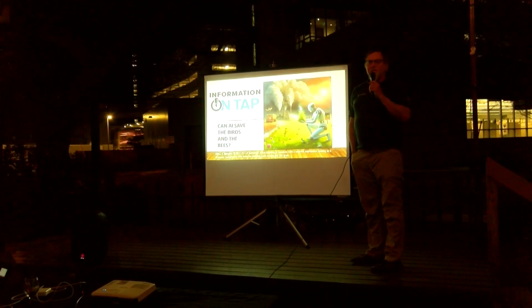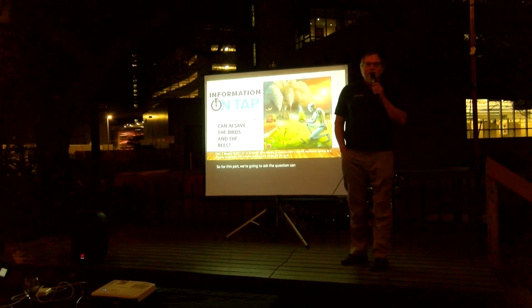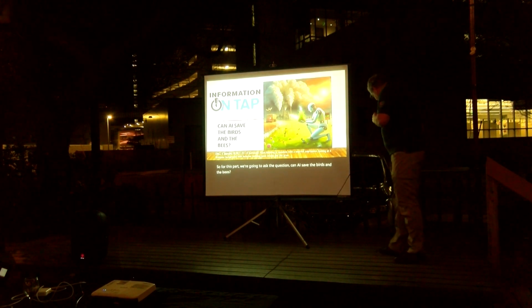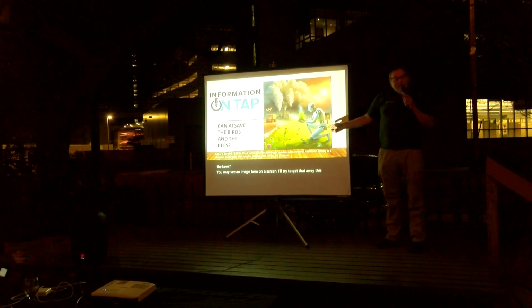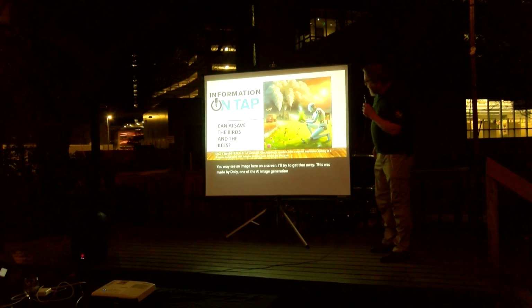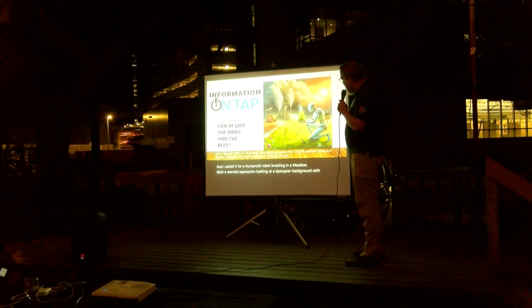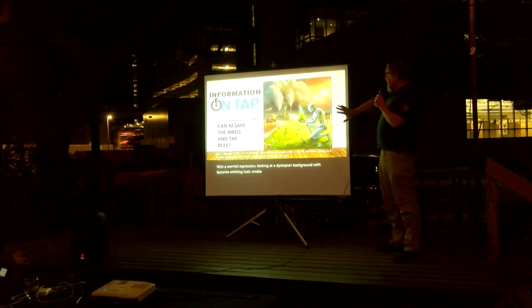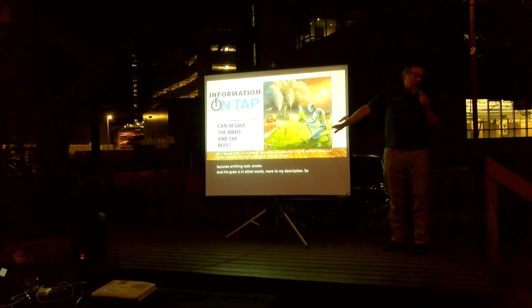So for this part, we're going to ask the question, can AI save the birds and the bees? You may see an image here on the screen. I'll try to get out of the way. This was made by DALL-E, one of the AI image generation systems. And I asked it for a humanoid robot kneeling in a meadow with a worried expression, looking at a dystopian background with factories emitting toxic smoke, and the grass is, in other words, more to my description. So we ended up with this actually pretty impressive image.